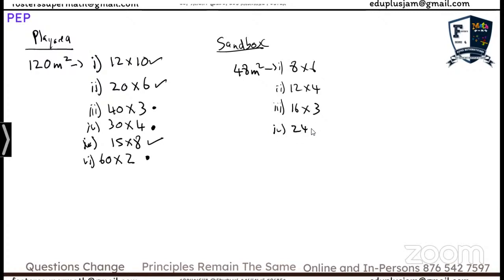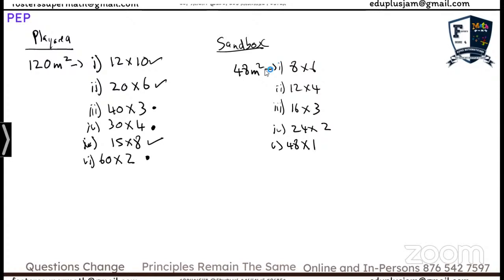There is also 24 times 2. And obviously, there is also 48 times 1. So these are all the different options. And again, people, I sent the Zoom ID. You can join on here.